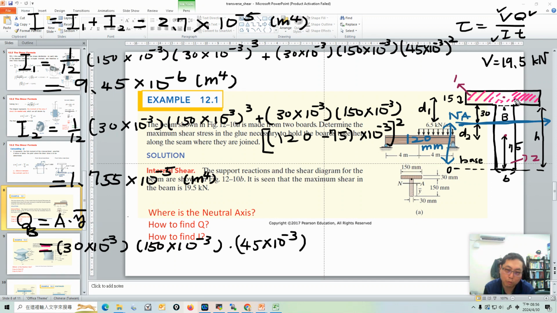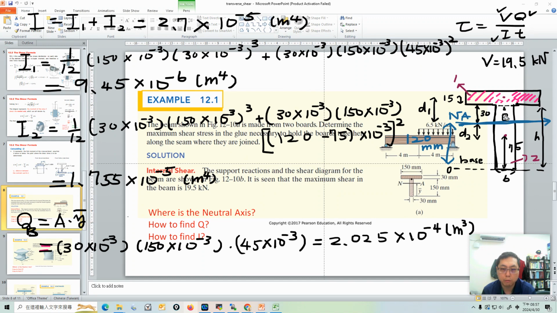Right now, we only consider area 1 because B is very close to the dashed line, so we only have to consider the area here. Okay, so the y is 15 plus 30, the distance between the centroid and the neutral axis. So what's the value here? Using your calculator, I'm not going to show the very detail. I just want to check my number is right. Okay, this is right, this is right, this is right. So our Q is 2.025 times 10 to the power minus 4 meters cubed. Okay, so we have finished calculating the Q.